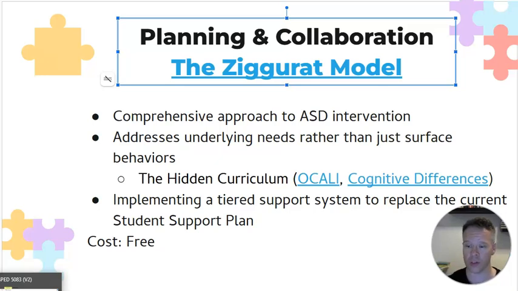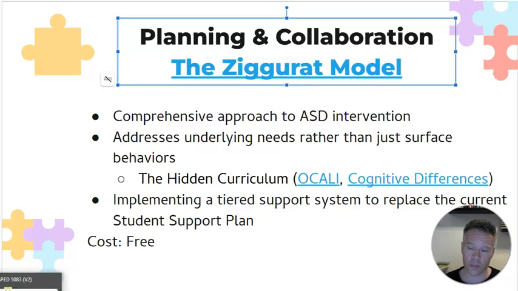Something I mentioned before was that the Ziggurat model looks at going below the surface instead of just the surface behaviors. Something else that's a part of that is what's called the hidden curriculum. The hidden curriculum is the part of schooling or learning that we don't teach, or it's just things that we learn because of our experiences, and students with ASD, let's say, don't pick up on those experiences, or don't have those same learning experiences.